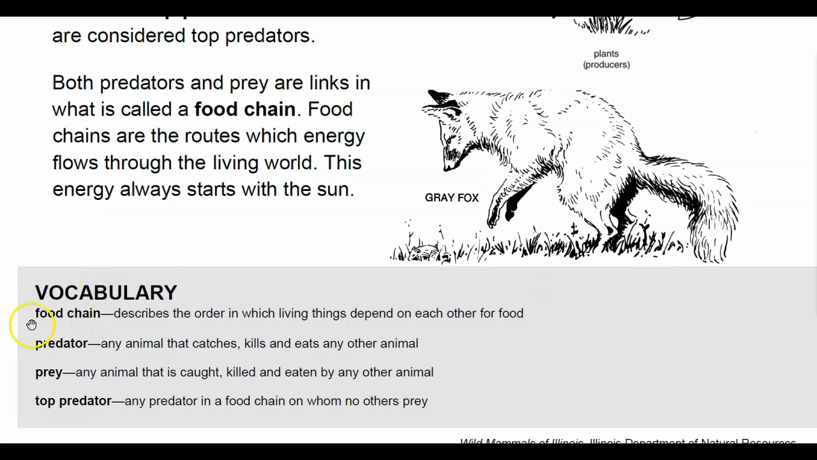And look at the vocabulary at the bottom. It says food chain. It tells you what that is. It describes the order in which living things depend on each other for food. A predator is any animal that catches, eats, and kills any other animal. A prey is any animal that is caught or killed or eaten by any other animal. And then the top predator is any predator in the food chain on whom no others prey. Like a shark. There's no other animal that eats a shark.